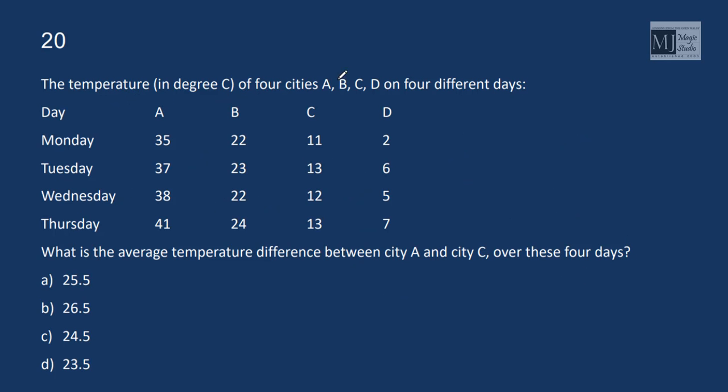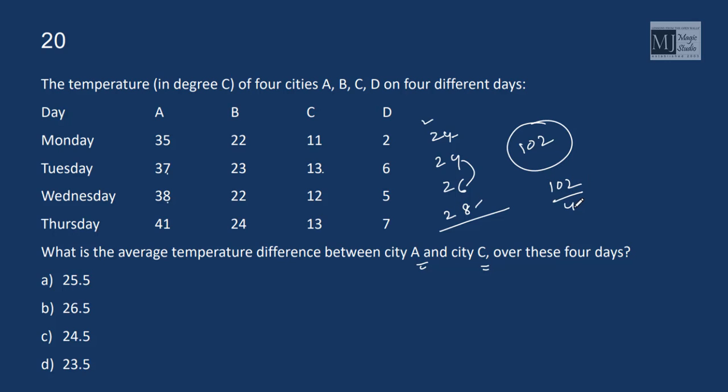The temperature of 4 cities on 4 different days are given. What is the average temperature difference between city A and city C over the 4 days? A and C difference: 35 minus 11 is 24, 37 minus 13 is 24, 38 minus 12 is 26, 41 minus 13 is 28. 24 plus 24 plus 26 plus 28 is 102, the total of the 4 days' temperature differences. So the average is 102 by 4, that is 25.5.